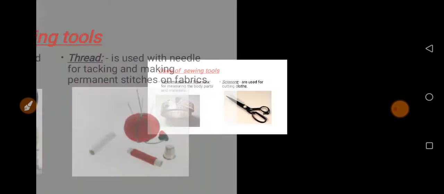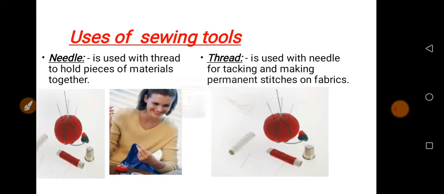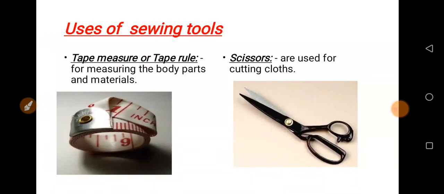And I know most of us are familiar with this. Whenever you want to sew any clothes, your seamstress will make use of tape rule or tape measure to take your measurements before sewing the clothes. Then this is scissors. Scissors are used for cutting clothes.